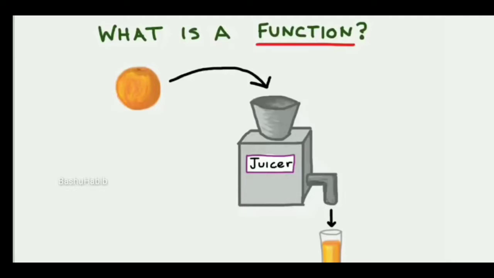My input would be that orange into the juicer, and my output is the juice that comes out of the juicer. Notice that if I were to put grapes into the juicer, I couldn't expect to get orange juice out of the juicer. I'd get grape juice. And if I put an apple in the juicer, I'll get apple juice. So for each type of fruit I put in the juicer, I'll get that same type of juice out. This is kind of like a function.